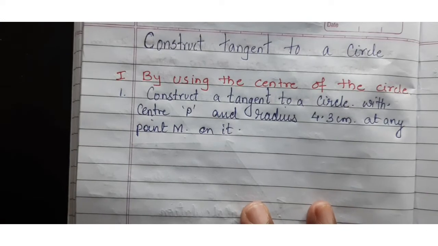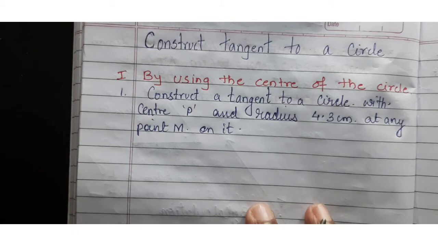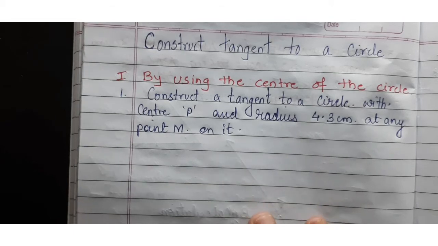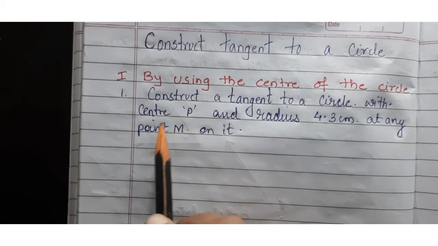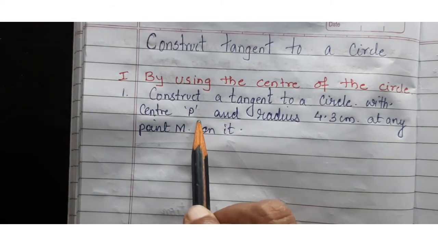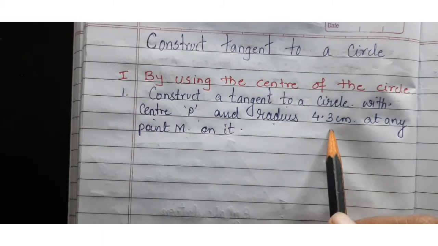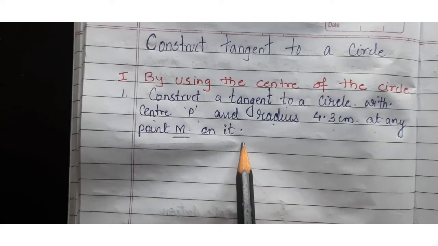We have to construct the tangent to a circle, and we will be using the center of the circle to draw the tangent to the circle from the point on the circle. Now what have we been given? We have to construct a tangent to a circle with center P, and radius 4.3 centimeter, at any point M on it.